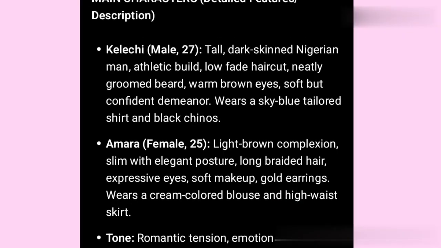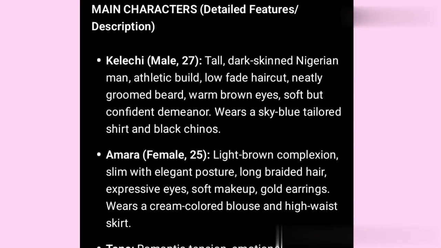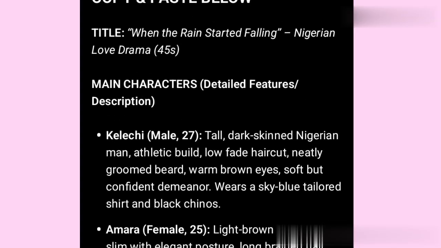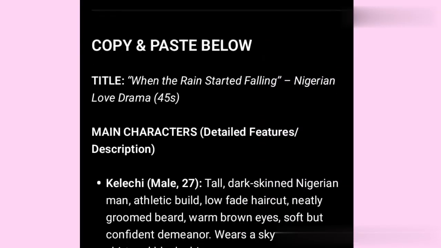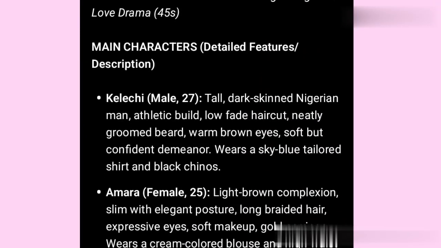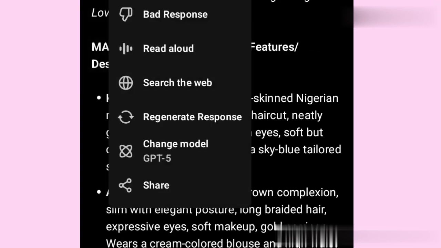We'll copy our script and take it to the next step, which is generating it as a video using ordinary text. All right. So what we'll do now is press and hold. We'll copy it from this main character. You press and hold. The version of ChatGPT I'm using, as I press and hold, asks me to select or copy the entire text.